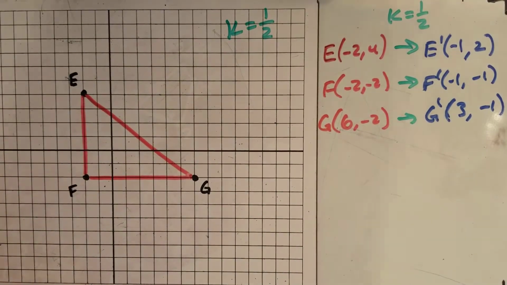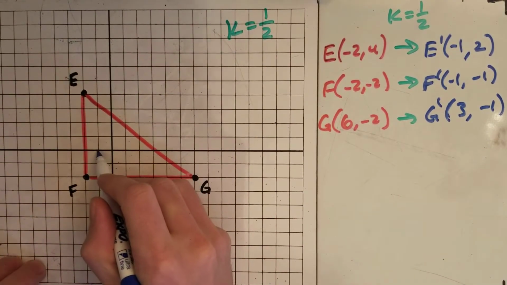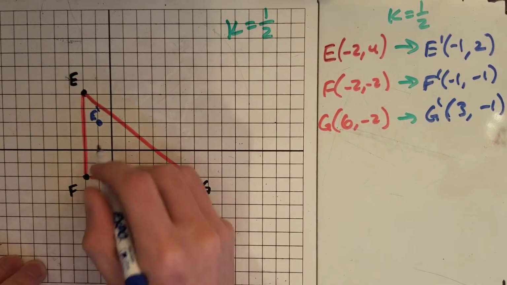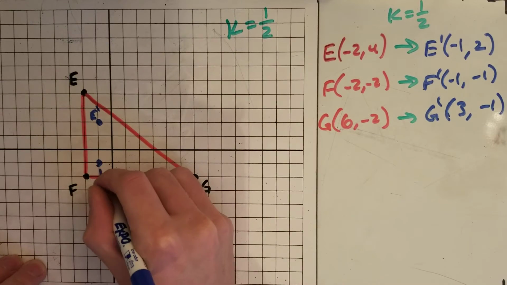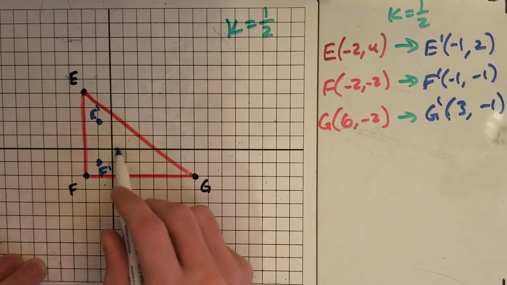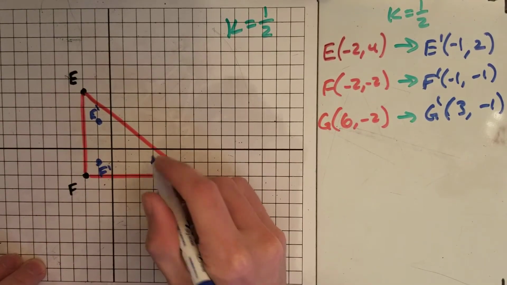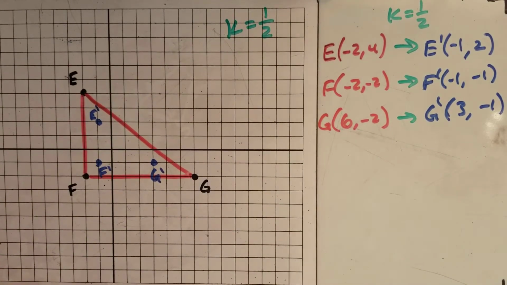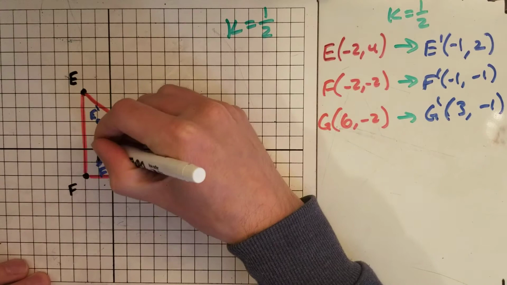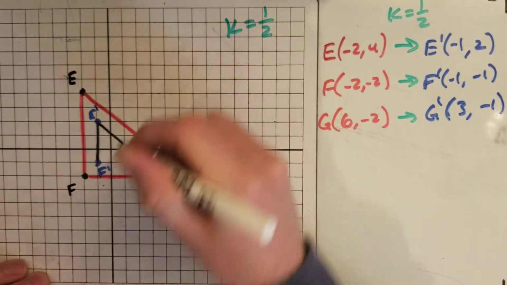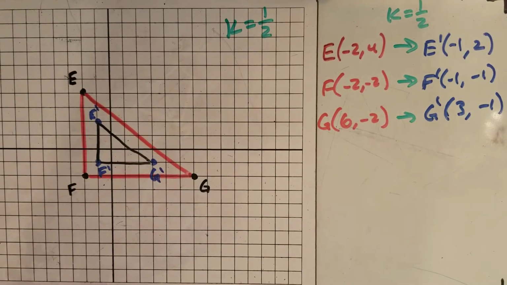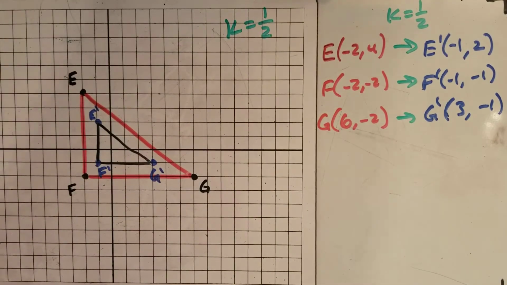Alright, so let's graph our new points. Negative 1, 2. This is E prime. Negative 1, negative 1. This is F prime. And 3, negative 1. This is G prime. So this right here is our new triangle. This is the image. The red is our pre-image. The black here is our image. And everything is half the size.